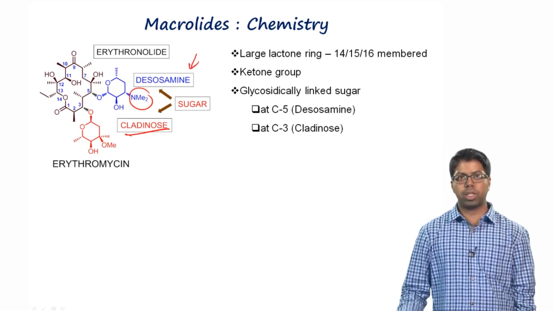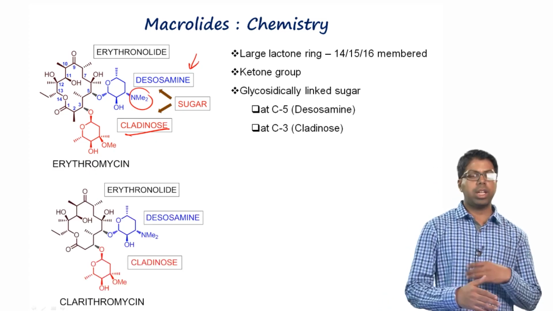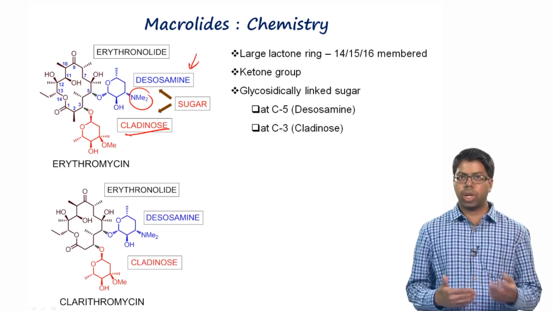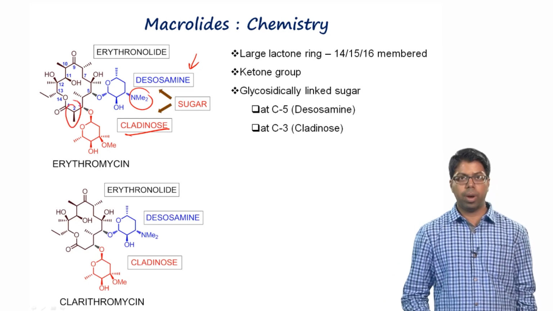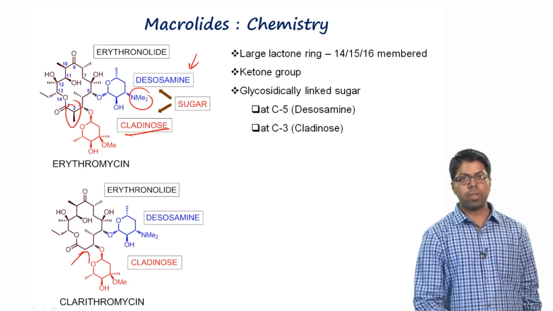Another such example of this macrolide is clarithromycin. There is a very minor structural difference between erythromycin and clarithromycin. Erythromycin has an alkyl group at the 2nd position, which is absent in the case of clarithromycin.